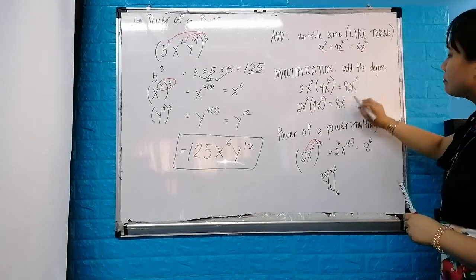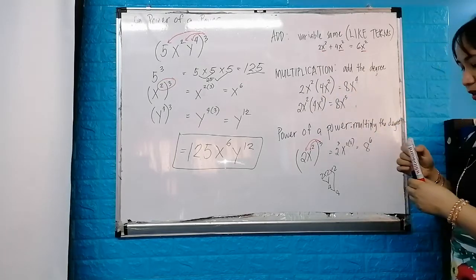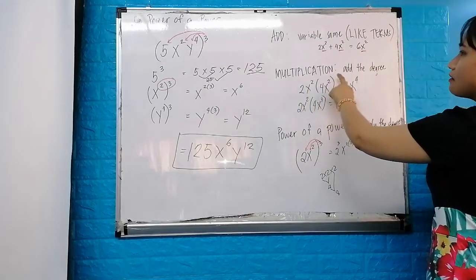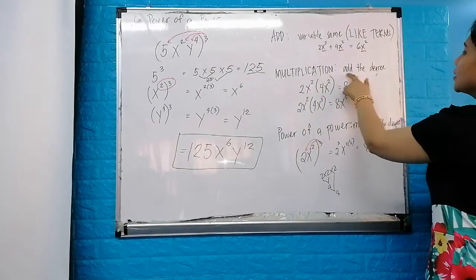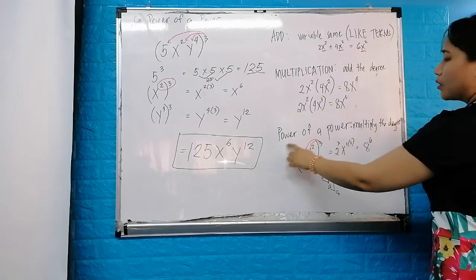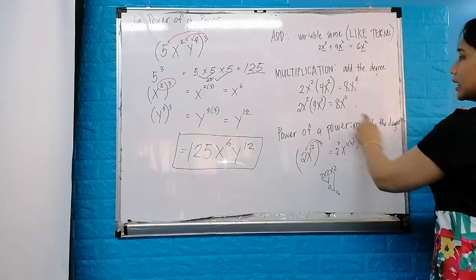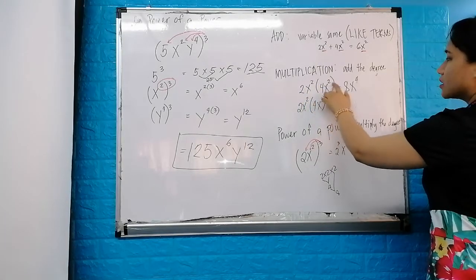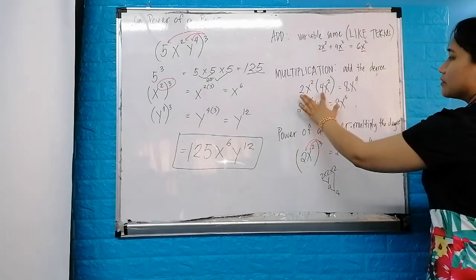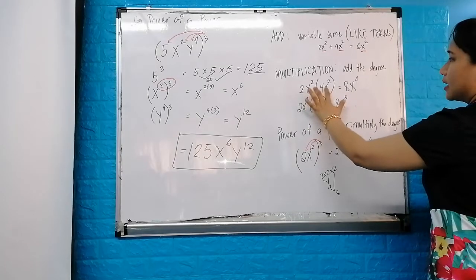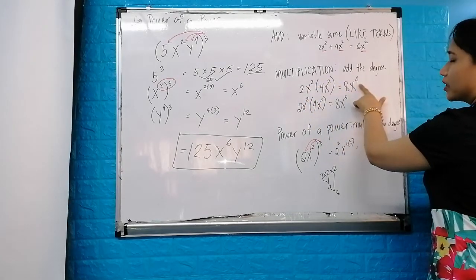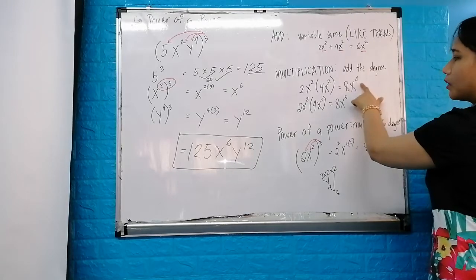Okay, please correct me. Let me correct myself. I'm sorry. So here again, in multiplication of monomials you need to add the degree, while in power of a power, you need to multiply the degree. So in this case, you have 2x squared. You multiply it by 4x squared. 2 times 4 is 8. And then you add the degree. 2 plus 2 is 4. That's why you have 8x to the 4th power.